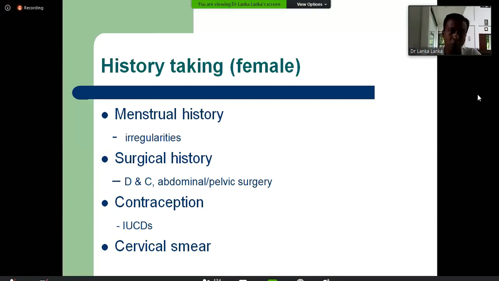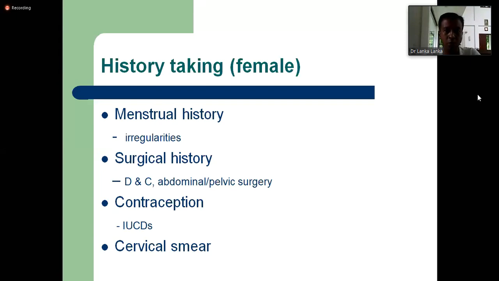A good, concise sexual history is very important. Menstrual history is very important. Then surgical history, as I said, sometimes surgeries in the genital tract can damage the cervix, uterine cavity, and even the tubes.